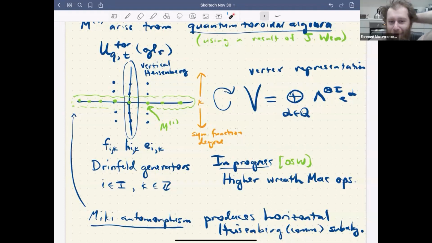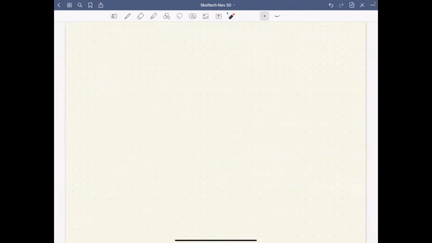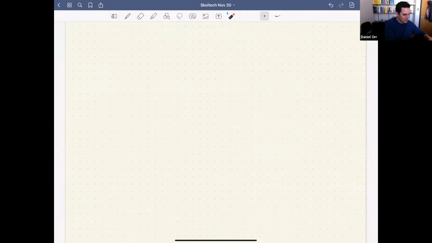Can you give an example of such a polynomial? Sure. So let me show you. I'll say something general about the shape, and then I'll pull it up on the computer because they get kind of big. Let's look at an example. So let's do Hilb 3, okay.